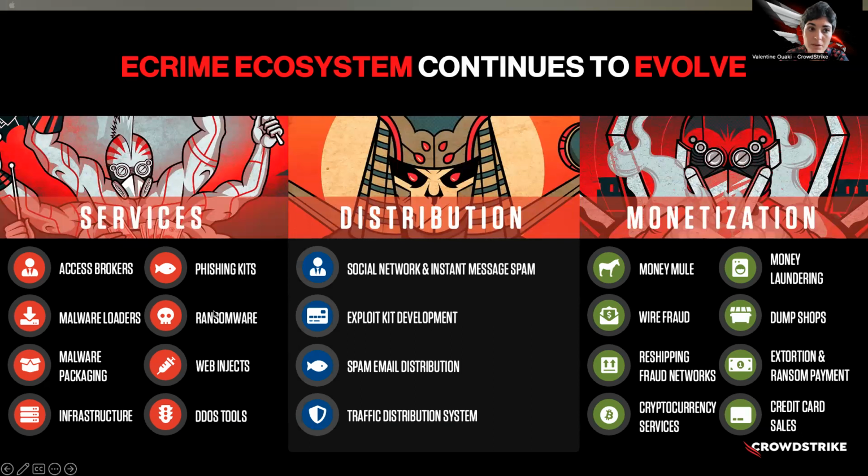In services that are sold, there are also some phishing kits, some malware or ransomware as a service, some DDoS tools, or also some web inject kits to compromise e-commerce websites. Then other actors are responsible for the distribution of the malicious payload to their victims through spam on social networks, through phishing emails, through the exploitation of vulnerabilities, etc.